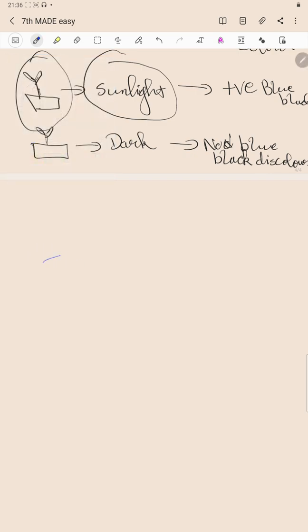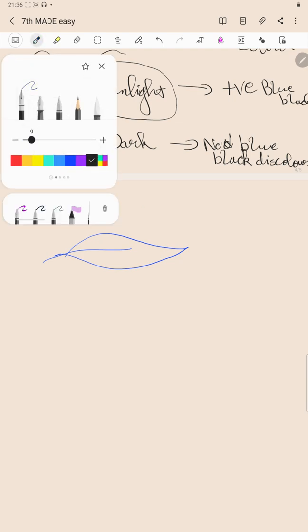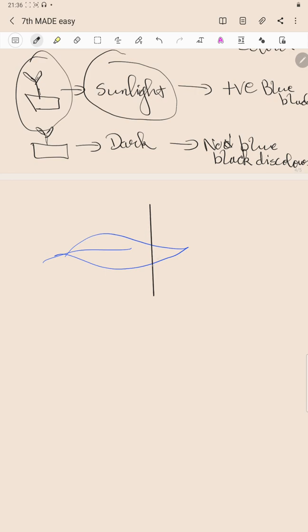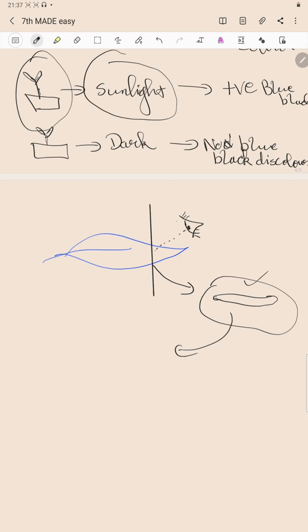Suppose this is a leaf. Now I'm cutting it. I'm going to cut the leaf like this, and then you look at this section, meaning your eye is here and you're looking at this. So you will be seeing this. This is usually called a cut section of a leaf. You're cutting it and then you're looking at it.